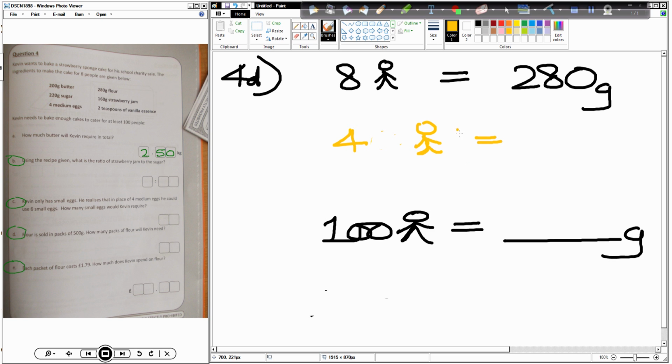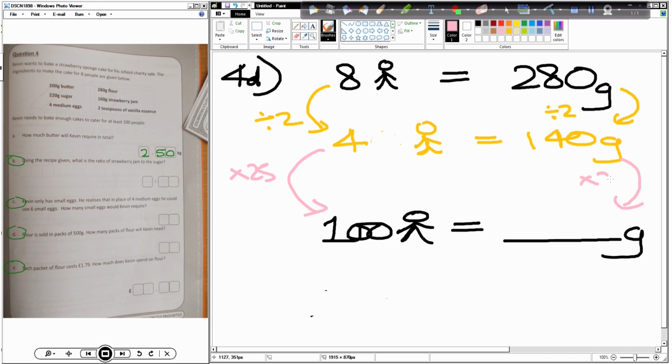Right. So how do we get from 8 to 4? What do we do? Divide by 2. So 280 divided by 2 will give us 140. And now we need to go from 4 people up to 100 people, times by 25. So we do 140 times by 25. Okay, right, so we worked out that 140 grams times by 25 is 3,500 grams.